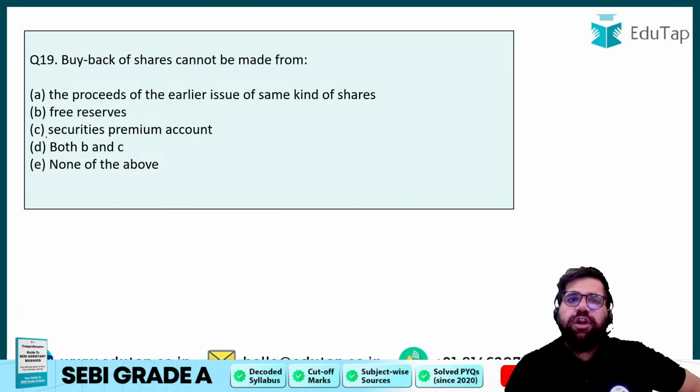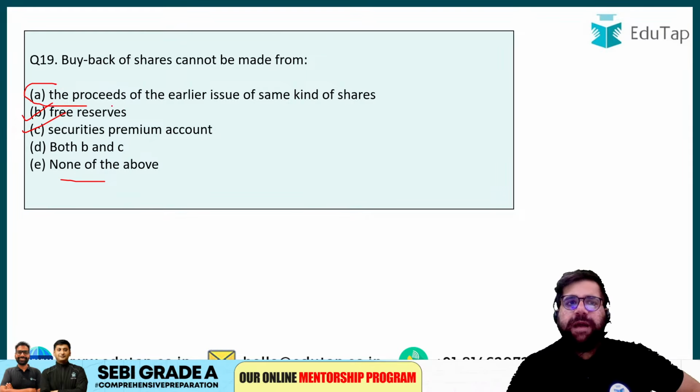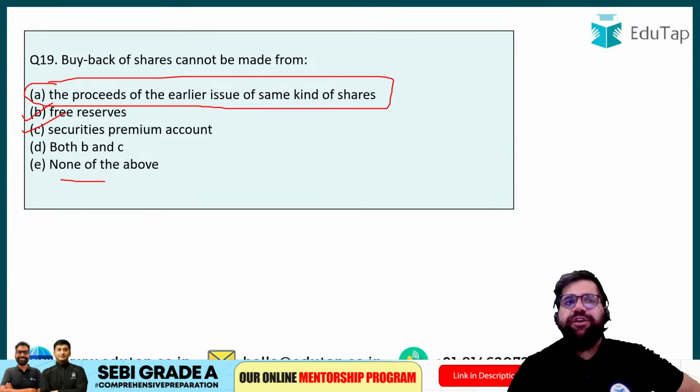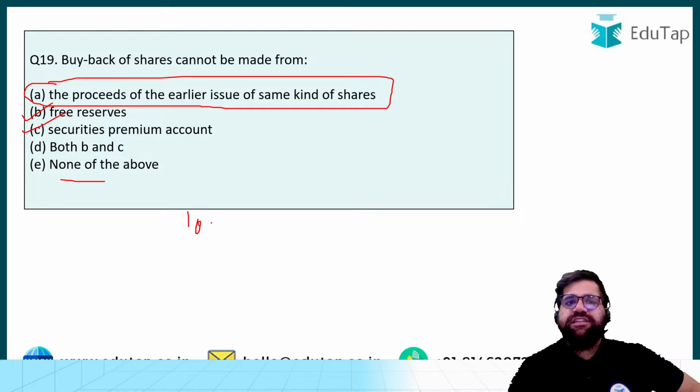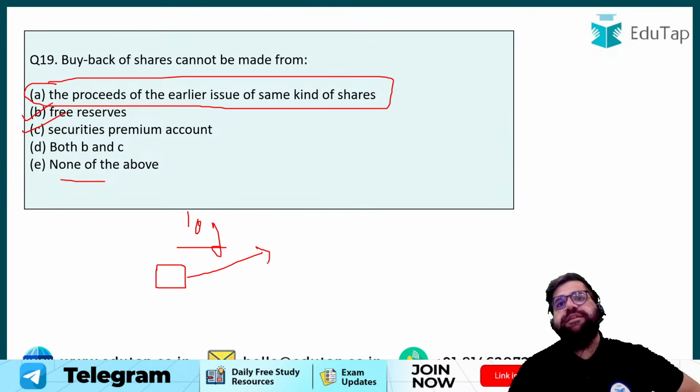Buyback of shares cannot be made from the proceeds of the earlier issue of the same kinds of shares, free reserves, security premiums, both B and C or none of the above. See, buyback can be made from free reserves and security premium reserve, but buyback cannot be made from the same kind of shares. For example, 10 years back, I have issued preference shares. The proceeds which I have collected from preference shares can be used to buy back some other kind of share or some different kind of share.